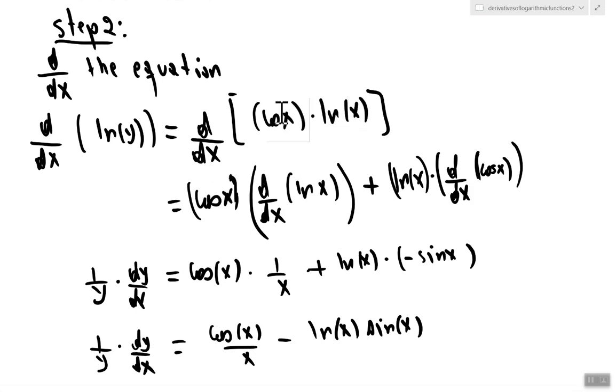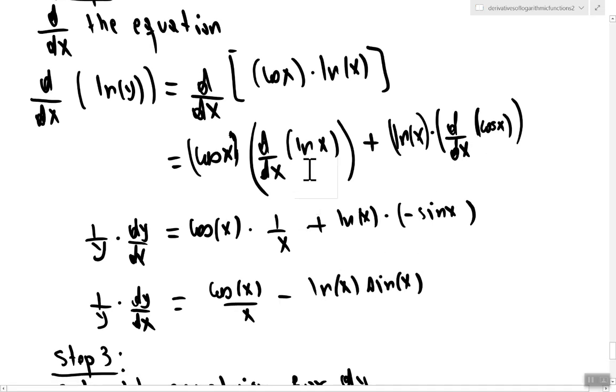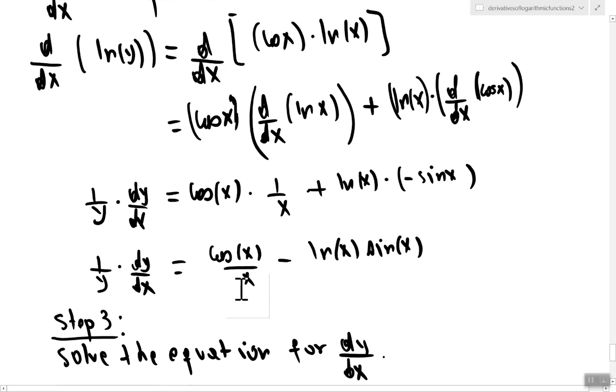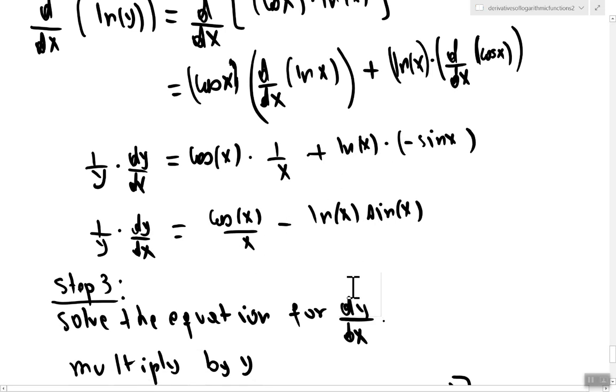On the right side, again, you have a product. So you're going to use the product rule of derivative, meaning you're going to take the first times the derivative of the second plus the second times the derivative of the first. So derivative of ln of x is 1 over x. Derivative of cosine is negative sin x. Okay, so you end up with cosine over x minus ln of x times sin of x.